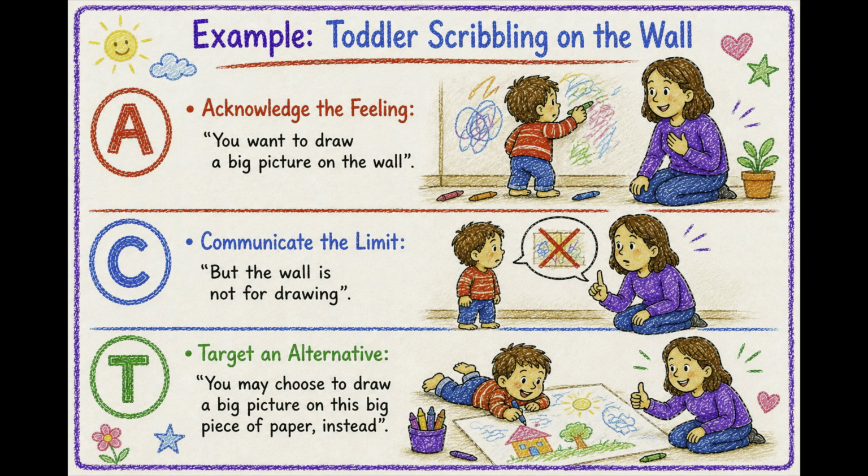And there can be a lot of examples, but these are just three examples that I thought about. Maybe another example for younger children can be someone is scribbling on the wall, for example. So you can say, you really want to draw a nice picture, a beautiful picture right now, but the wall is not for drawing. You may choose to draw a picture on this large paper instead. So again, the same idea.